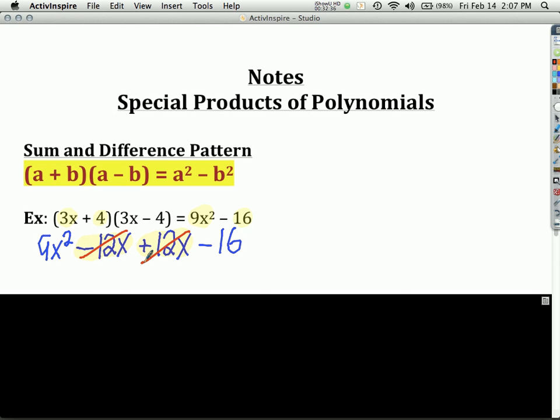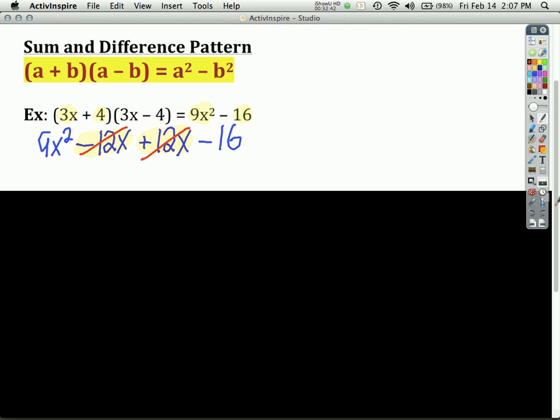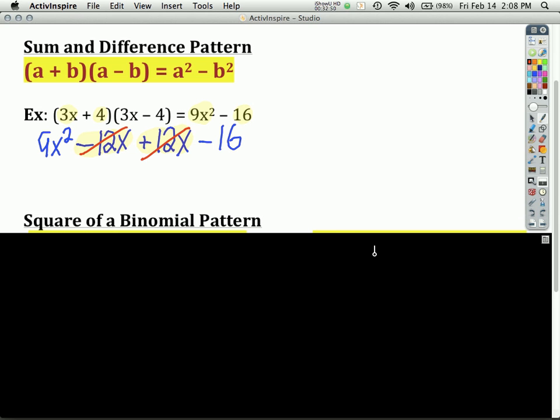There's actually another pattern. And you do have to know the names of these patterns. You have to be able to speak to each other and to me, telling me what the pattern is so we know we're talking about the same thing. So that's the sum and difference pattern. There's another one called the square of a binomial pattern. And we call it a pattern because you discover it by looking for the pattern that's happening over and over again.